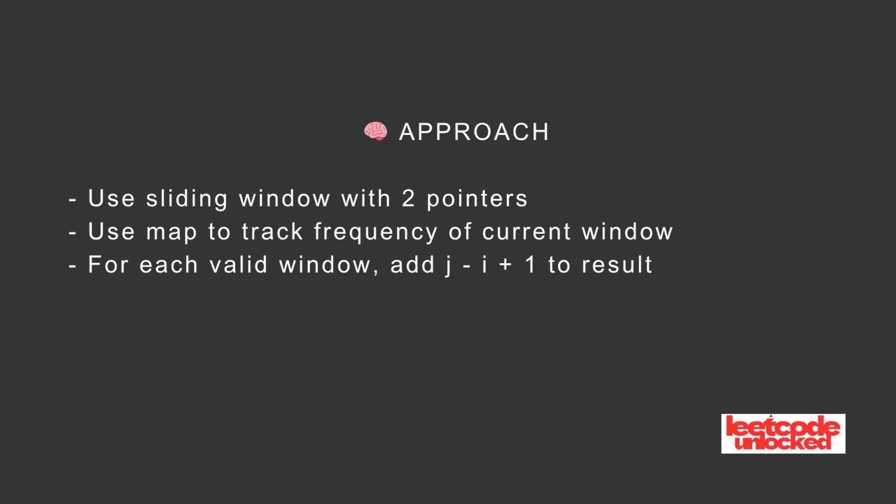We use the sliding window technique again, two pointers i and j and a HashMap to track the frequencies of elements inside the window. Here's the key change. Every time the window is valid, i.e. has at most k distinct numbers, we count all subarrays that end at j and start from i to j. That's exactly j minus i plus 1 subarrays.